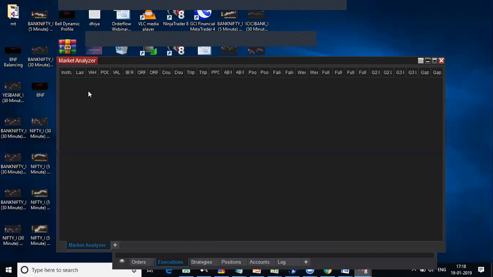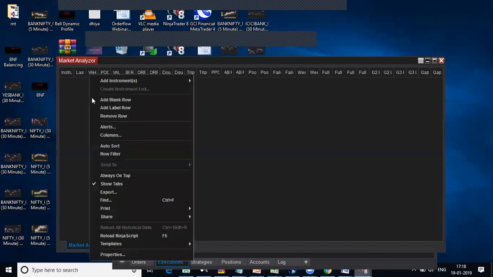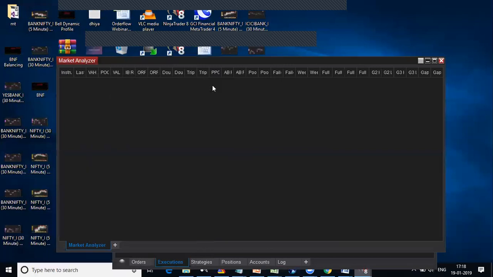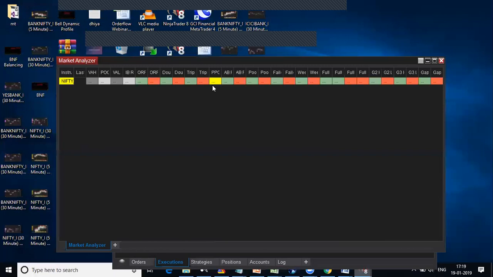So let's say I want to set up for Nifty. I'll right click, go to add instrument, and say Nifty futures. It might take a little bit of calculation time, because it requires a lot of computational activity. So it might take some time, but it's a one-time setup. It gets you the list of data points.